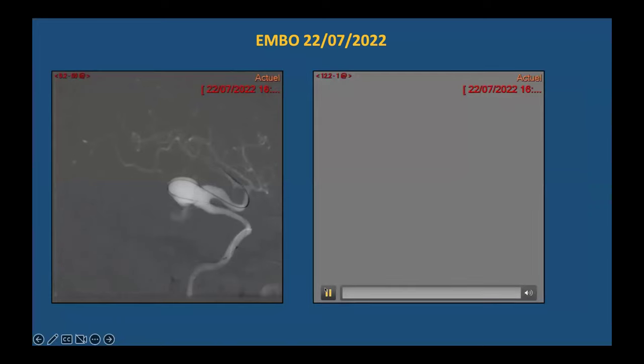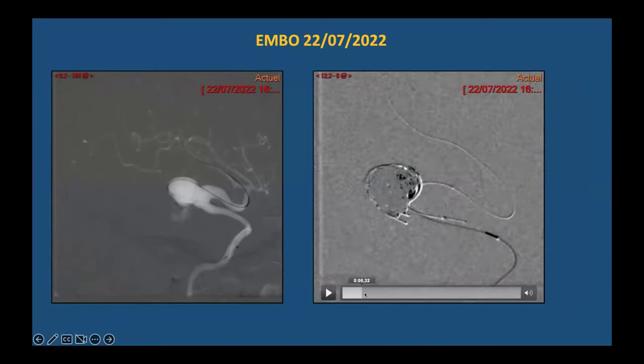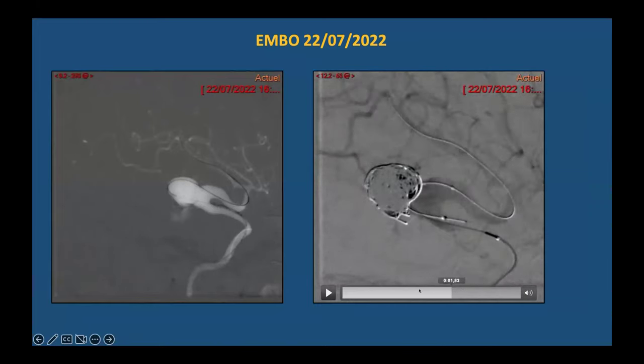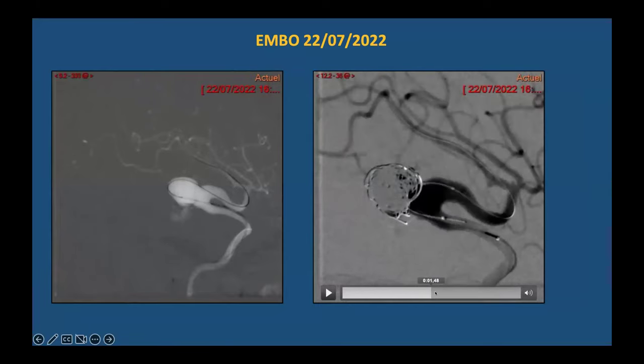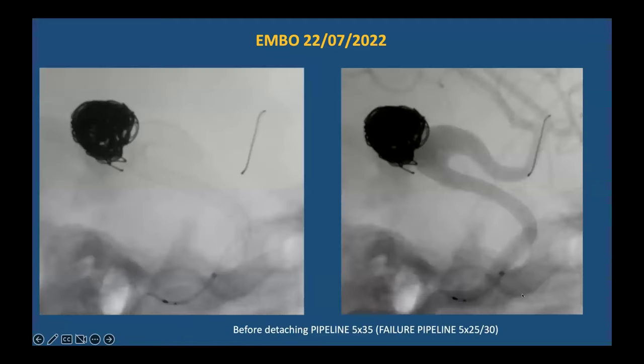So that's the procedure. That's some technique I can skip because I have many, but I want to show this. It's when we decided to put the pipeline. You see, there was quite a nice result. There was almost no filling of the proximal pouch, just a little tiny filling of the distal one. So that's after the deployment of the pipe.